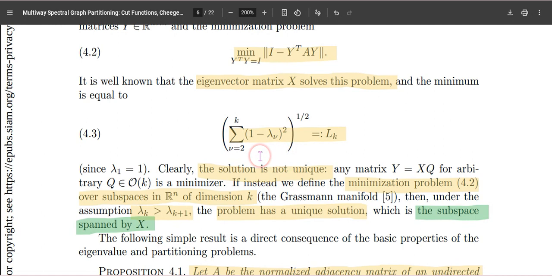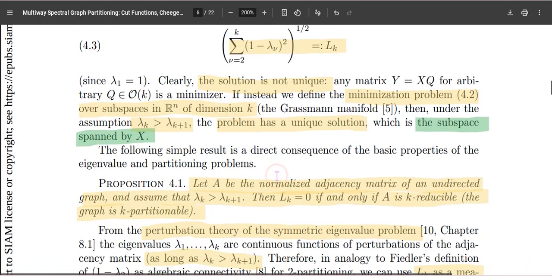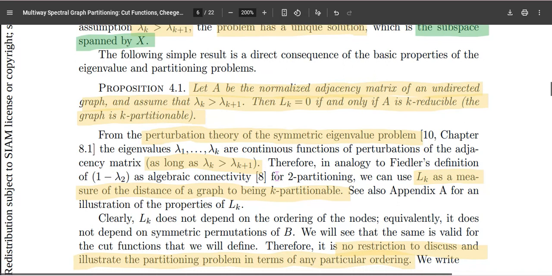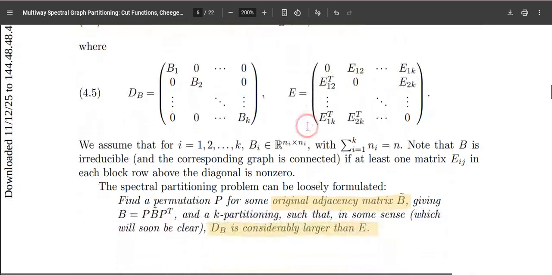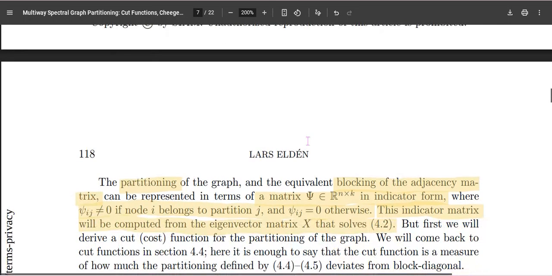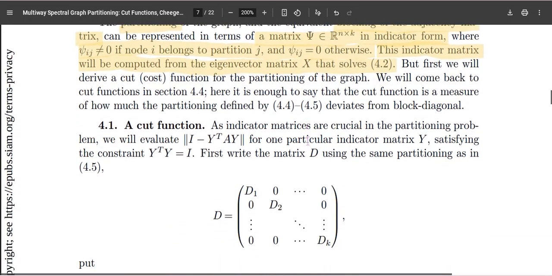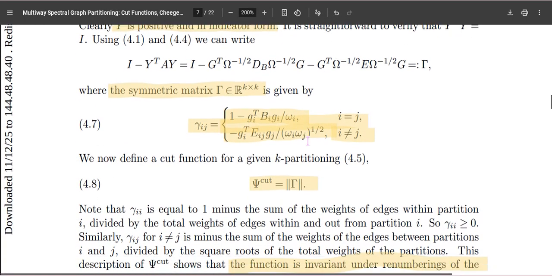This information shows that in order for Lk to be close to 0, lambda v, where v is equal to 2 to k, should be close to 1. It means they will be close to the largest eigenvalue, lambda equal to 1. So they have established certain mathematical theory showing that this ordering happens. From an algorithmic point of view you can just read it and it will be understandable, but I am just skimming through this part to make the video within 15 minutes.